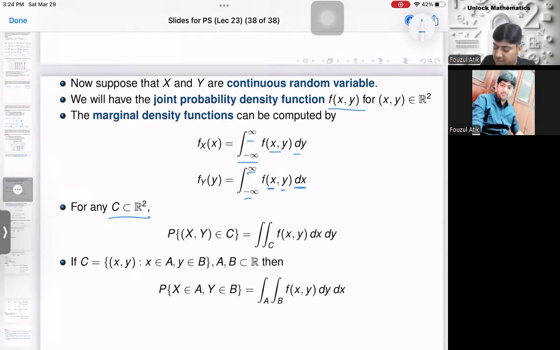In the same way, we can calculate for any region C belonging to R squared. The probability that the joint (X,Y) belongs to C is the double integral over C of f(x,y) dx dy, because it is the joint one, so we have to do a double integral. For X belonging to A and Y belonging to B, this probability is the integration over A, integration over B of f(x,y), with dy first. You are doing B first, so dy should be first and after that dx. You can calculate the probability in this way.